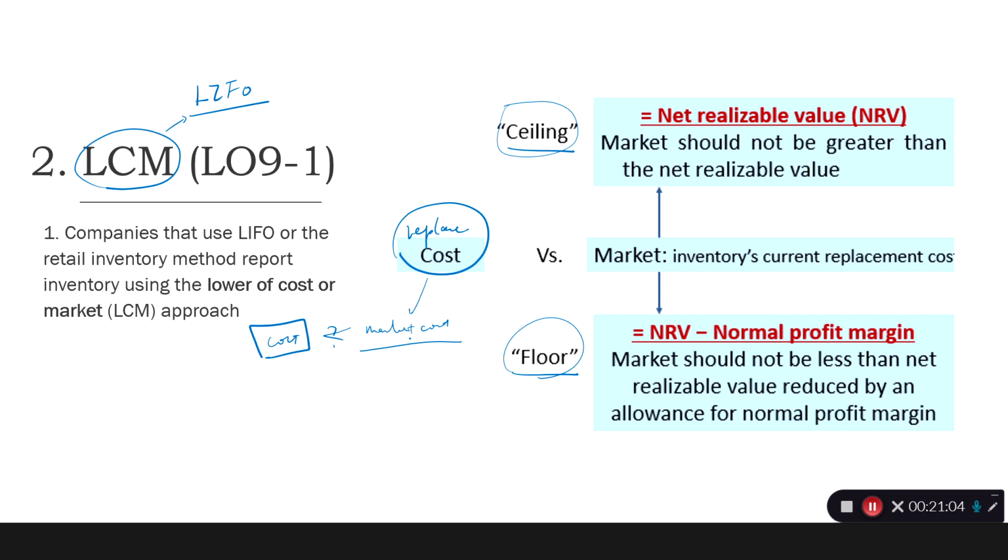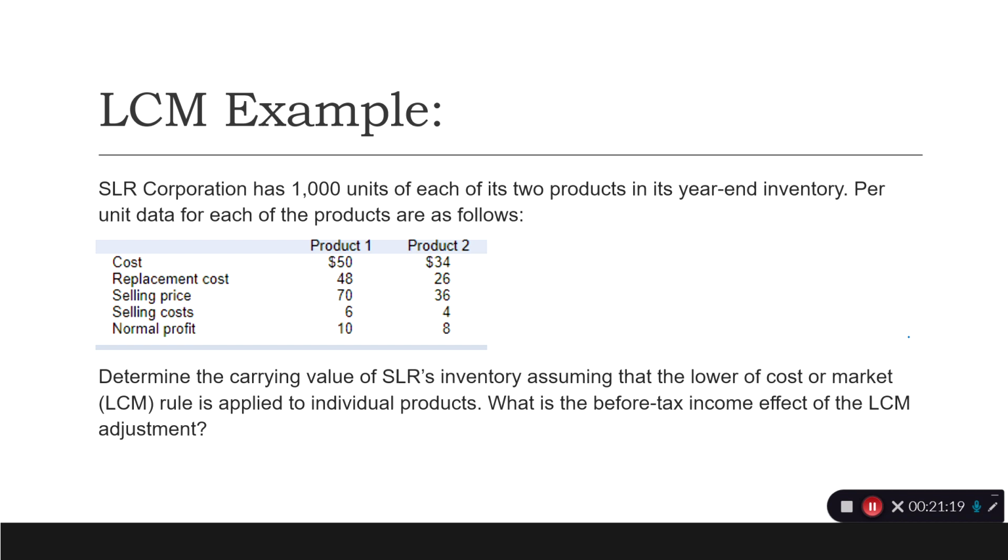Okay, so let's look at an example. And the ceiling, do you remember? Ceiling is net realizable value, which is what we just calculated. And the floor is net realizable value minus normal profit margin, right? Okay, so let's see this one. SLR Corporation has 1,000 units of its two products in its year-end inventory, and the per unit data for each product are as follows. Cost for product 1 is 50, cost for product 2 is 34. Replacement cost is 48 for product 1 and 26 for product 2. For product 1, selling price is 70, selling cost is 6, and normal profit is 10. For product 2, selling price is 36, selling cost is 4, and the normal profit is 8.